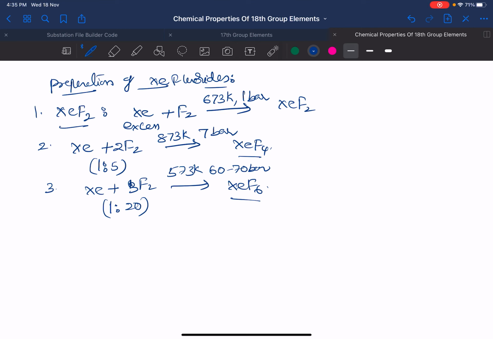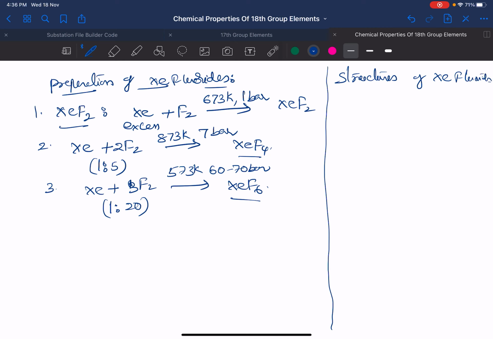Here we can observe a simple thing: xenon fluorides are prepared directly from the elemental combination at different reaction conditions, at 673 Kelvin and 1 bar pressure, 873 Kelvin and 7 bar pressure, and 573 Kelvin at 60 to 70 bar pressure. So at different reaction conditions, we will get the different fluorides of xenon. These are the main preparations of the xenon fluorides. And next is the structures of xenon fluorides.